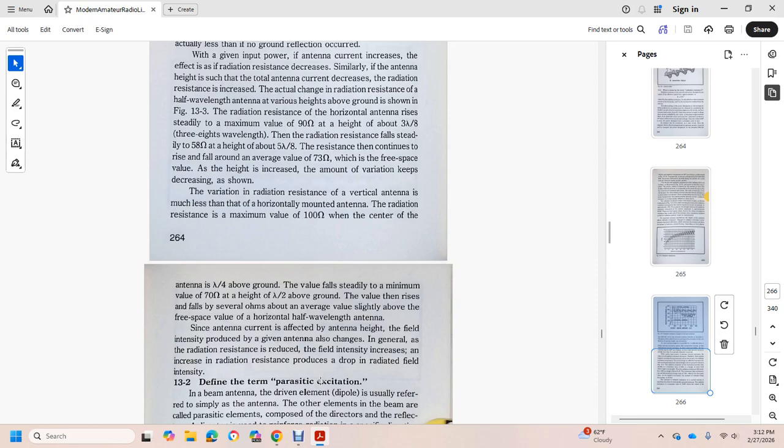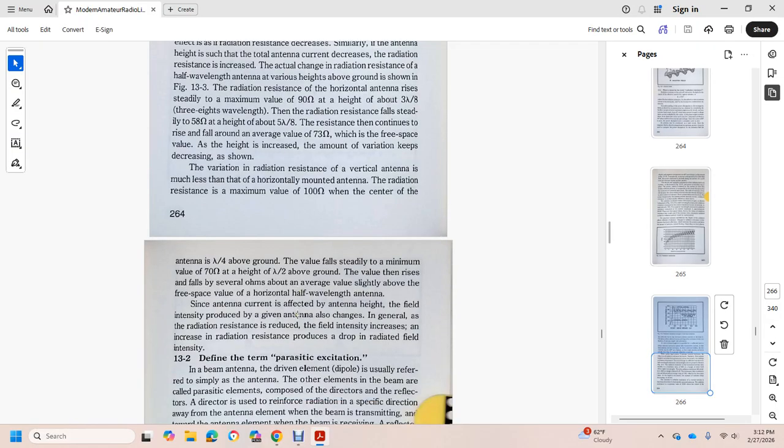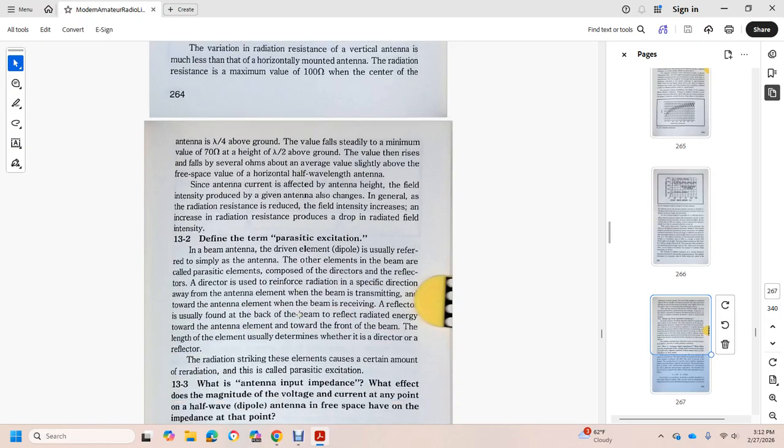Since the antenna current is affected by the antenna height, the field intensity produced by a given antenna changes with the radiation resistance. A decrease in radiation resistance produces an increase in field intensity, and an increase in radiation resistance produces a drop in the radiated field intensity. This effect is defined by the term parasitic excitation.